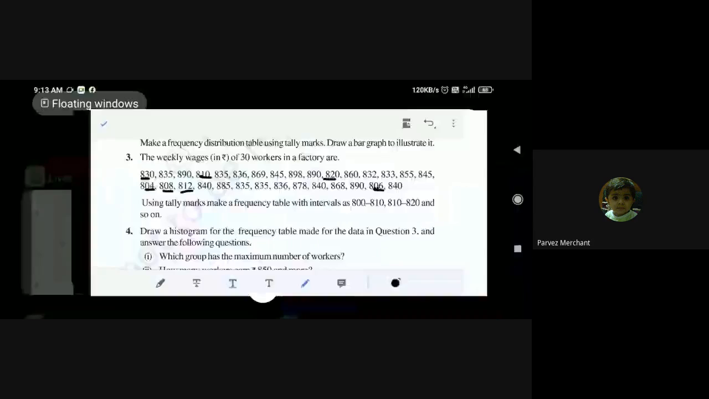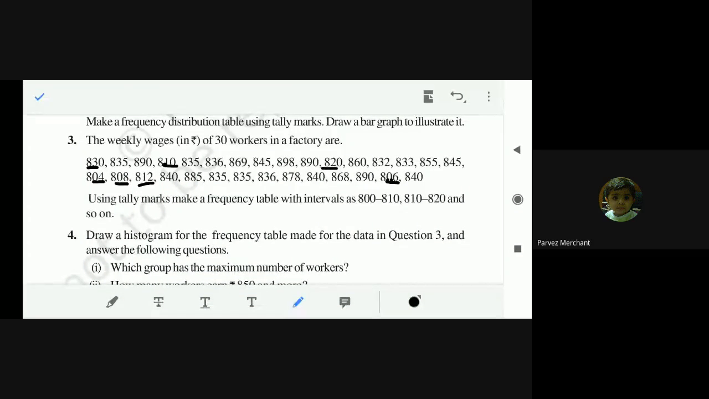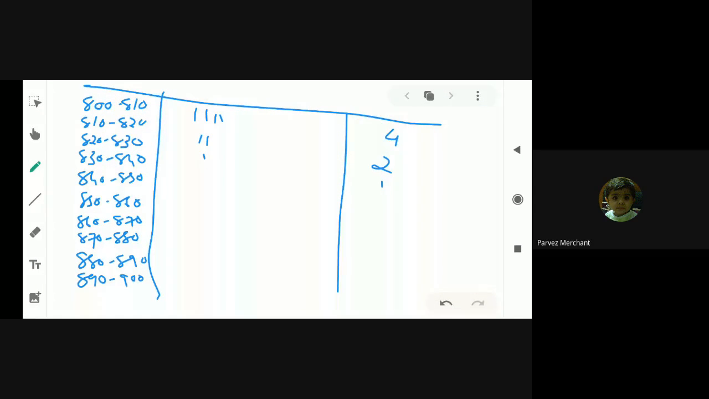Then 830 to 840, the fourth group. So 835, 836, 835, 836, 832, 835, 836, 838, 840. There are 10 workers. One more daily wage, 840. Between 830 to 840, there are 5 workers, okay? Sorry, 10 workers.